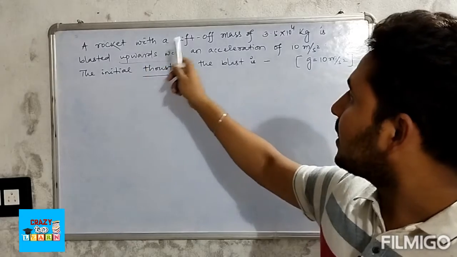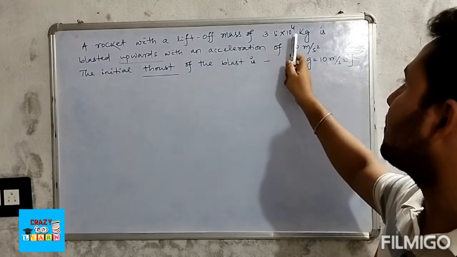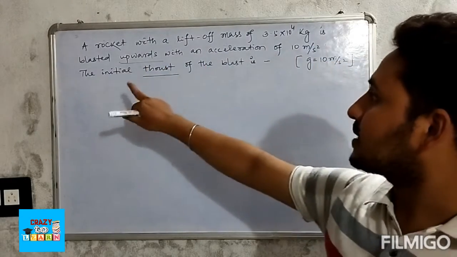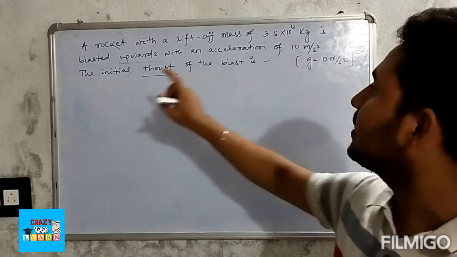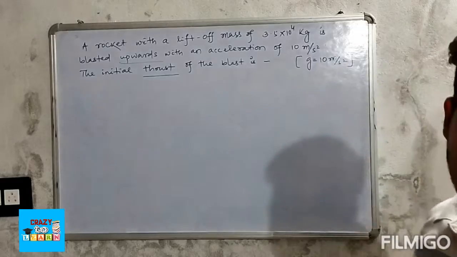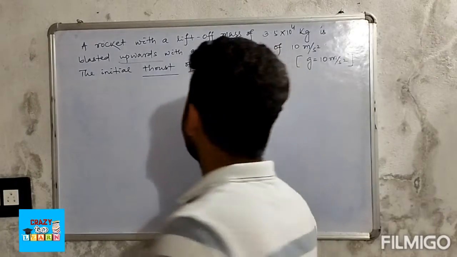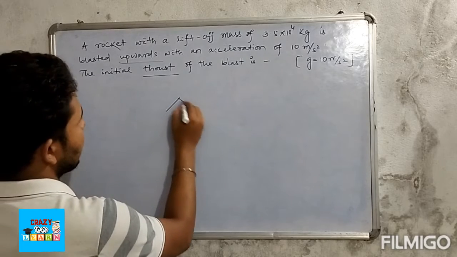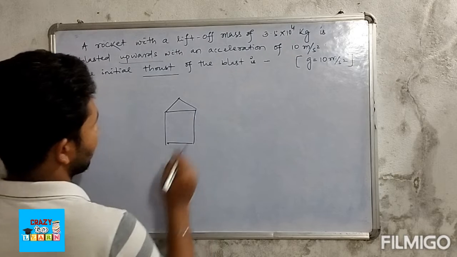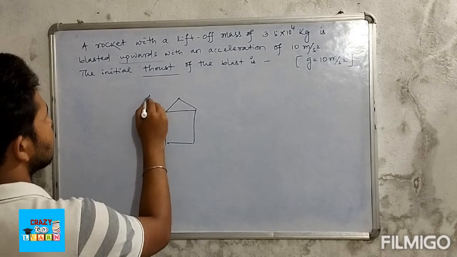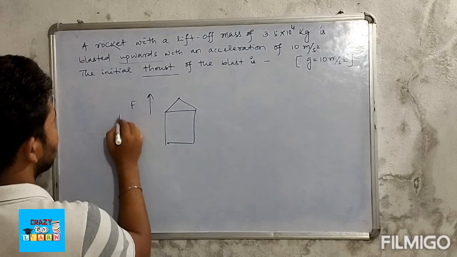A rocket with a lift-off mass of 3.5 × 10^4 kg is blasted upwards with an acceleration of 10 meter per second square. The initial thrust of the blast is, that means you are asked to calculate the initial thrust. If you take the rocket like this, the thrust acts upward.